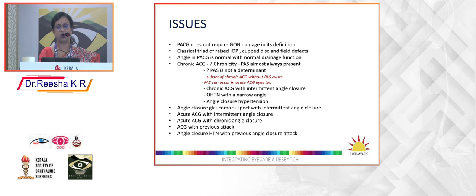Unlike the primary open angle glaucoma, where you have a triad of raised intraocular pressure, cup disc, and field defects, PACG does not require glaucomatous optic neuropathy damage in its definition. An angle is essentially normal. In chronic PACG, the peripheral anterior synechiae is almost always present. But one should understand again that the fallacy is that a subset of chronic angle closure can exist without peripheral anterior synechiae, and similarly, in acute angle closure glaucoma also, you can have cases with PAS. So again, there are a lot of terminologies, some where you have ocular hypertension with narrow angles and angle closures with previous angle closure attack. You don't know where to put them in the terminologies.